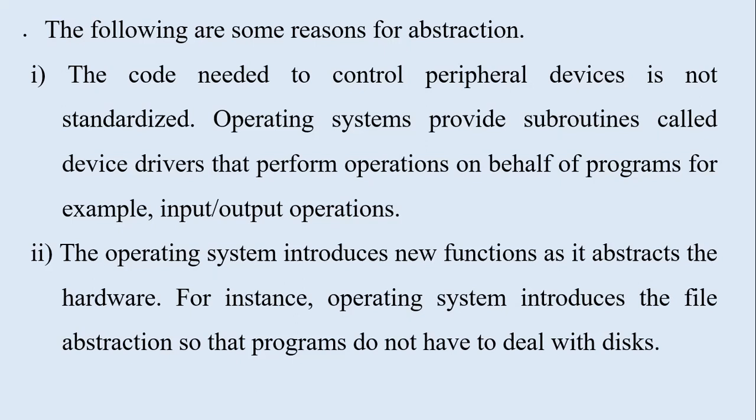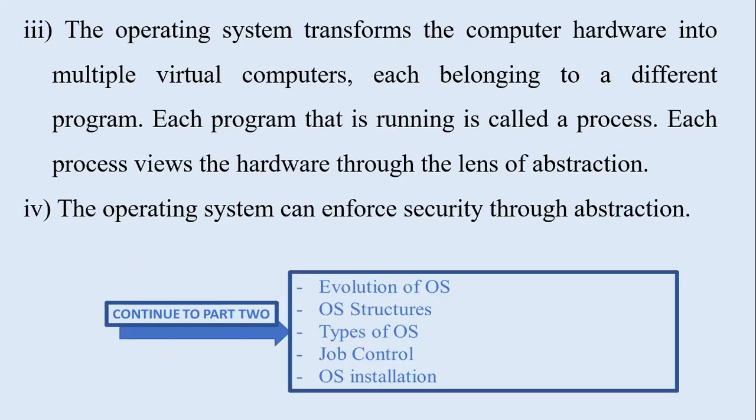Number one, the code needed to control peripheral devices is not standardized. Operating systems provide subroutines that we call device drivers that perform operations on behalf of programs, for example, input or output operations. Number two, the operating system introduces new functions as it abstracts the hardware. For instance, the operating system introduces the file abstraction so that programs do not have to deal with disks.